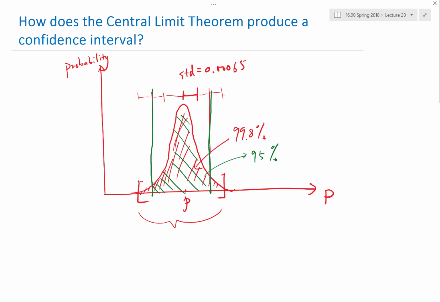So all of these analyses are assuming we have the true probability, and now we have a distribution of the possible answers we get. In practice, do we ever know the true probability? No, we never know the true probability, right? So how do we produce this interval of 99 or 95%?